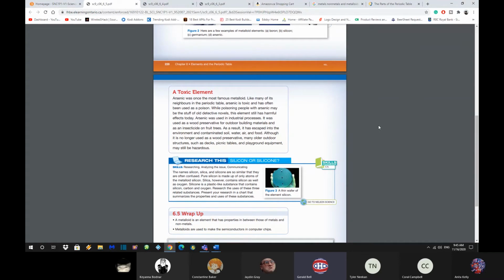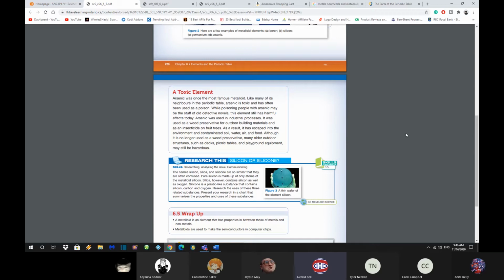A toxic element. Arsenic was once the most famous metalloid. Like many other of its neighbors in the periodic table, arsenic is toxic and has often been used as a poison. While poisoning people with arsenic may be the stuff of old detective novels, this element still has harmful effects today. Arsenic was used in industrial processes. It was used as a wood preservative for outdoor building materials and as an insecticide on fruit trees. As a result, it has escaped into the environment, contaminated soil, water, air, and food. Although it is no longer used as a wood preservative, many older outdoor structures such as decks, picnic tables, and playground equipment may be hazardous.